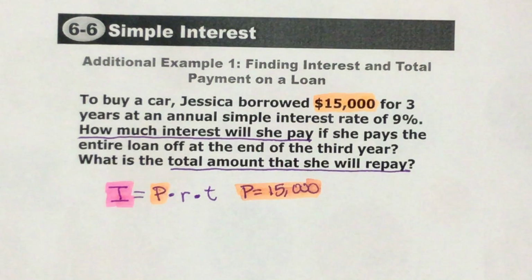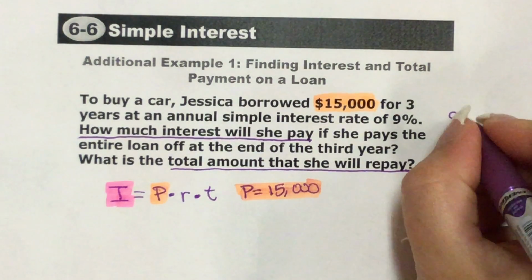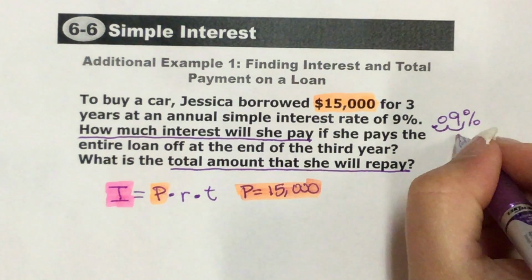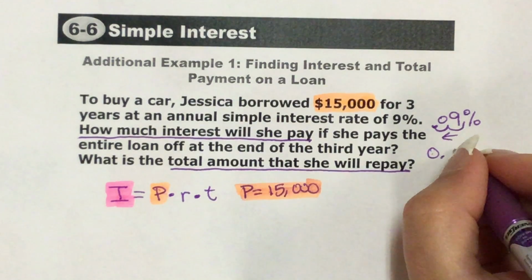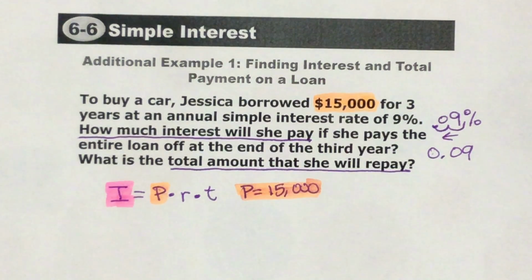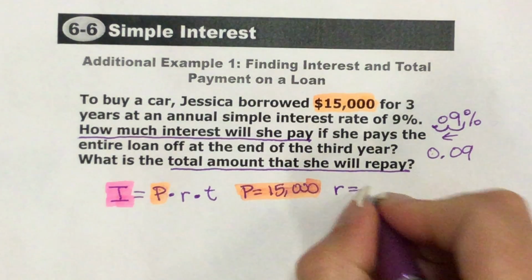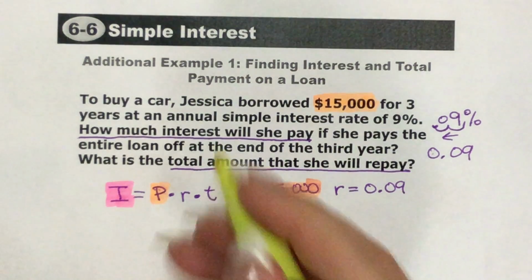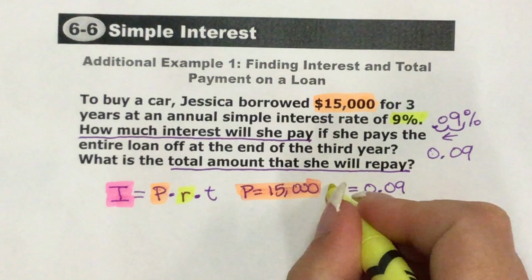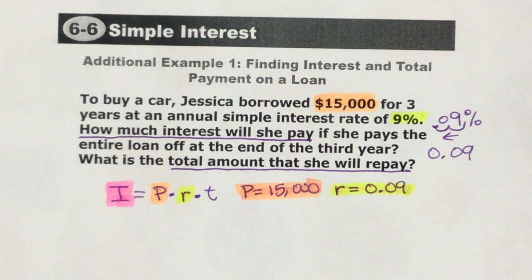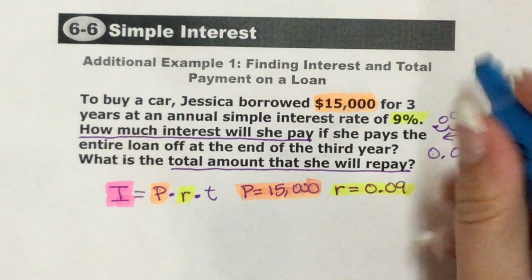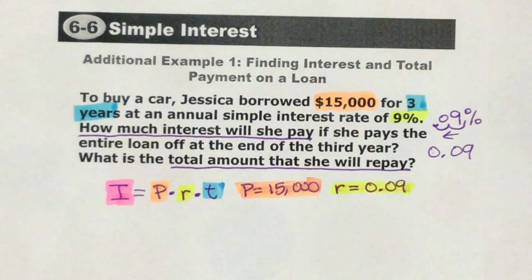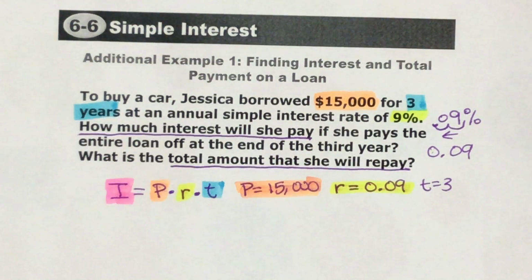Do we know the annual percentage rate? Yes, we do. It's 9%. We need to go ahead and change that to a decimal, so we're going to move that decimal place over 2 places to the left, and we end up with 0.09. So our annual percentage rate equals 0.09. That's going to be right here. That's that 9%. And then finally, we have the time in years, which states 3 years. So that is our T, and our time in years equals 3.